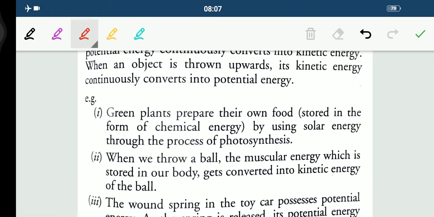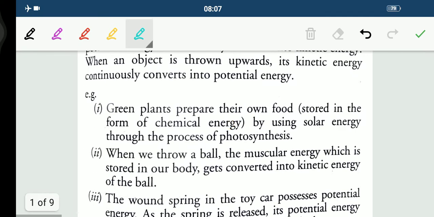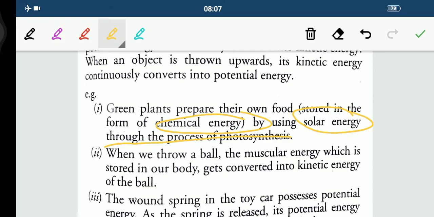For example, you know that everywhere there are green plants, and they prepare their own food. I think you all have read this concept in your previous classes, right children? We call it photosynthesis. So green plants prepare their own food, which is stored in the form of chemical energy. And how are they preparing their food? By using solar energy, through the process that is called photosynthesis.